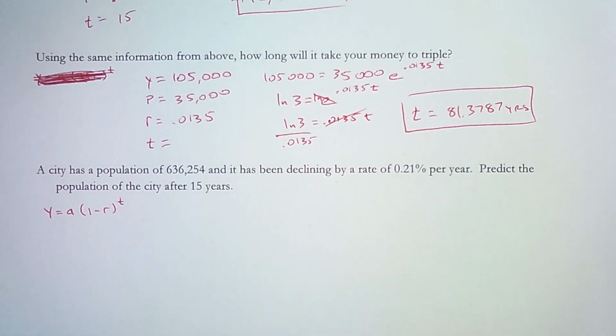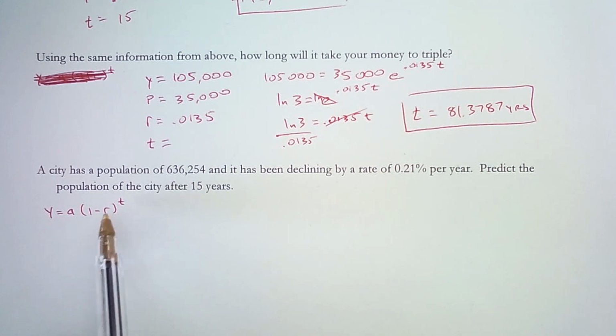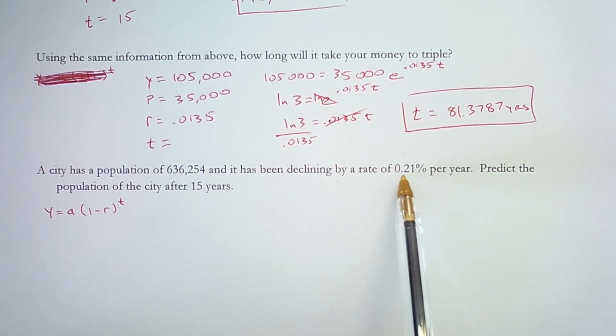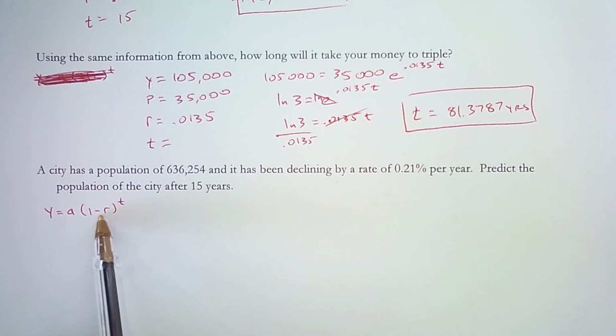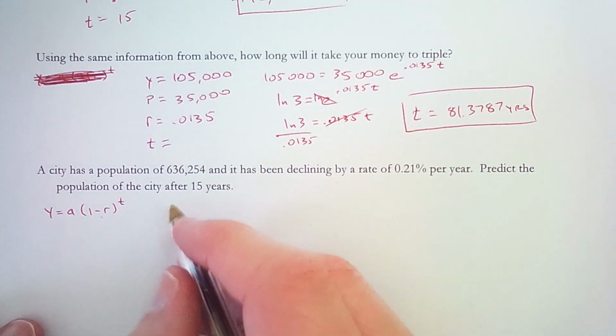A city has a population of 636,254, and it has been declining by a rate of 0.21% per year. Predict the population of the city after 15 years. So this is exponential decay. Okay, so this is not quite scientific like bacteria or half-lives of an isotope. So we use this formula. If it was growing by 0.21% per year, this would be a plus. That would be the only difference.